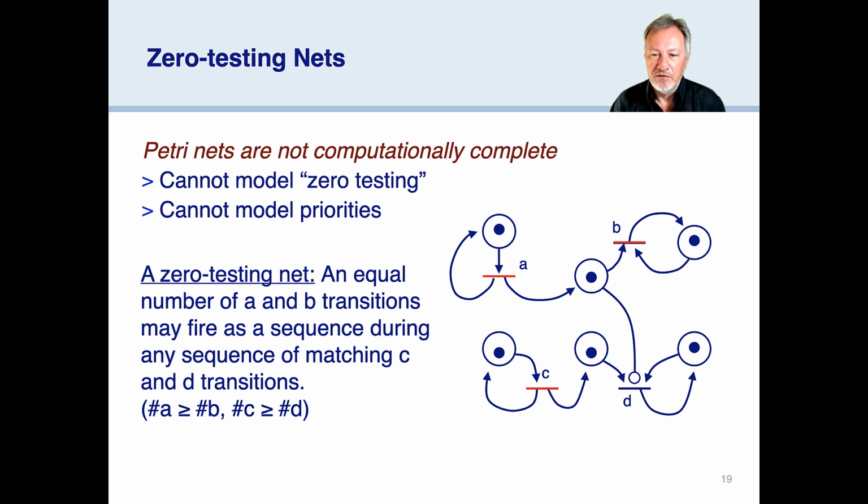So A fires, and now D cannot because it's disabled. So now if B fires, D once again is enabled, and so on. So as a consequence, the number of A's can be greater than or equal to the number of B's, and the number of C's can be greater than or equal to the number of D's.